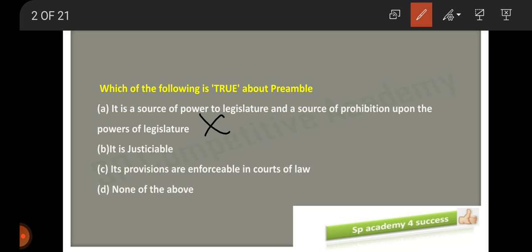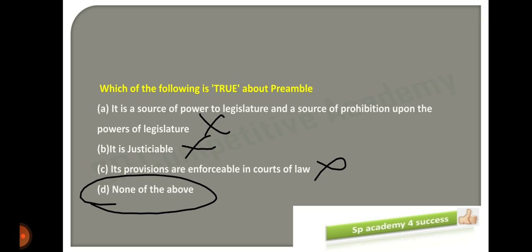Moving on to the next one, it is justiciable. No, it is not justiciable according to the case laws. Its provisions are enforceable in a court of law. No, if it is not justiciable, then it cannot be enforceable in the court of law. So what is the answer here? The answer is none of the above. So D is the right option for this particular question.